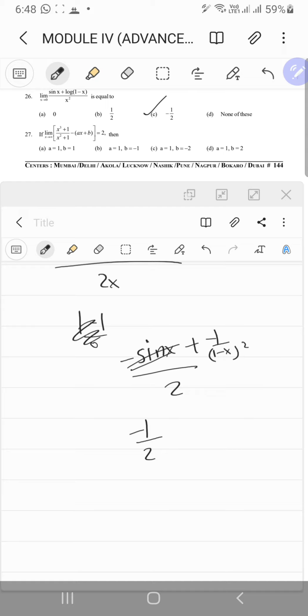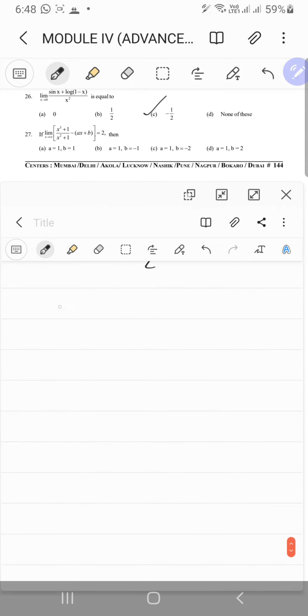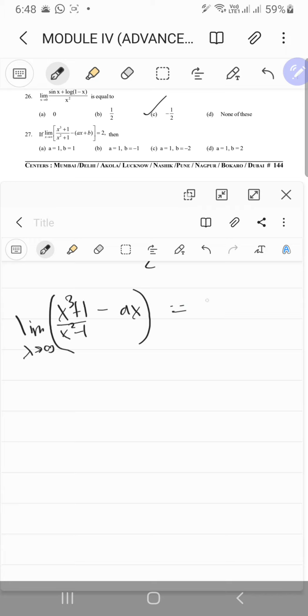Limit as x approaches infinity of x cubed plus 1 upon x squared plus 1 minus ax plus b equals 2. Then, wait a second, have I not seen this question once? I don't know, let's just go and do it. So it's going to be x cubed plus 1, in fact we can just go for that, upon x squared minus 1 minus ax. So the limit as x tends to infinity of this thing is 2 plus b.